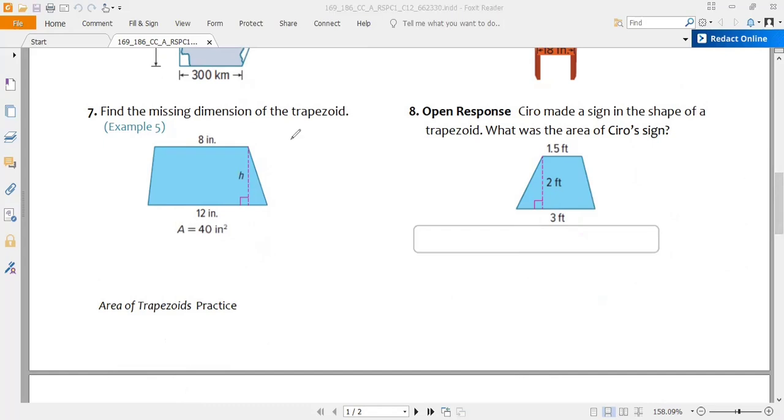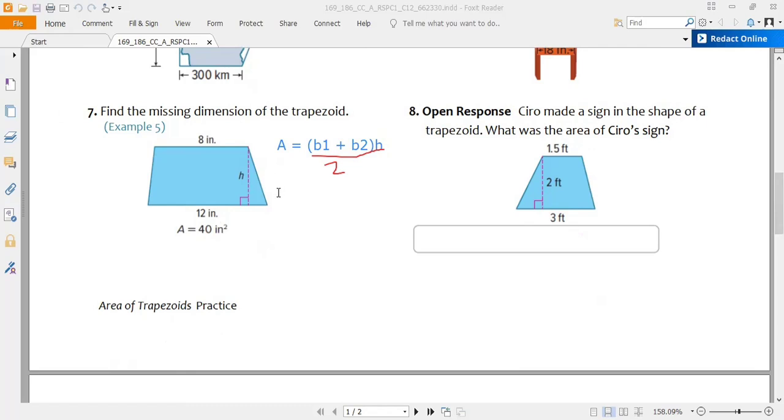Now we will use what we did last time for the parallelogram and for the triangle. We will use the same thing here to find the missing dimension. It's a trapezoid, so let me first write the rule. We have two bases, base 1 plus base 2, and we have the height. After that, we divide it by 2. This is the rule to find the area of a trapezoid.